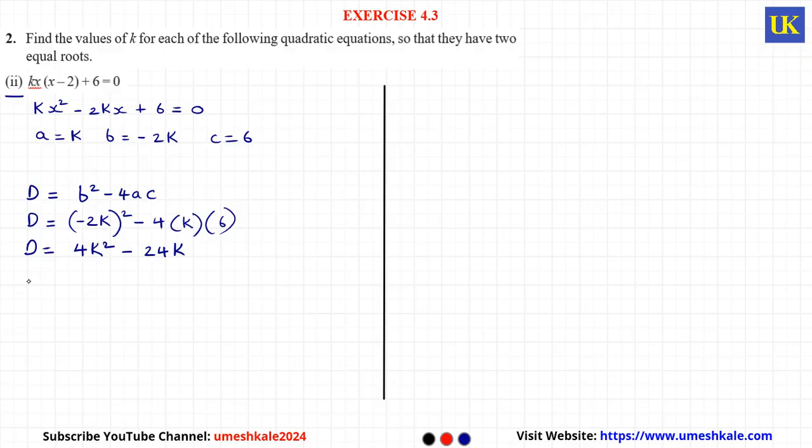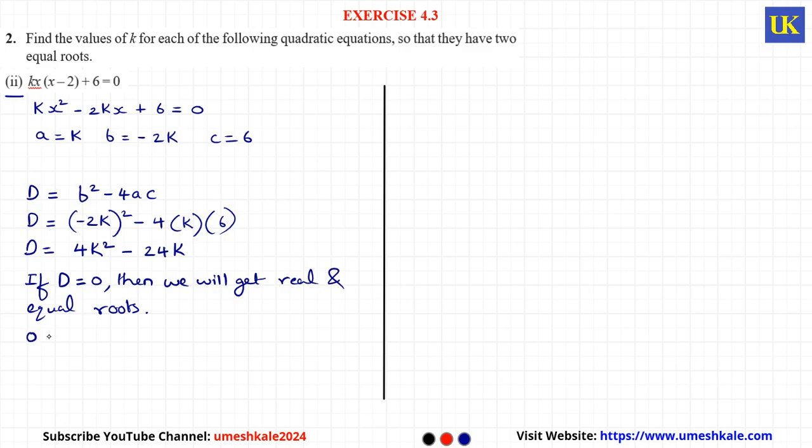Now we know that if we take d is equal to 0, then we will get real and equal roots, right? So we have to take the value of d as 0 to get real and equal roots. So now we will go further. 4k square minus 24k.